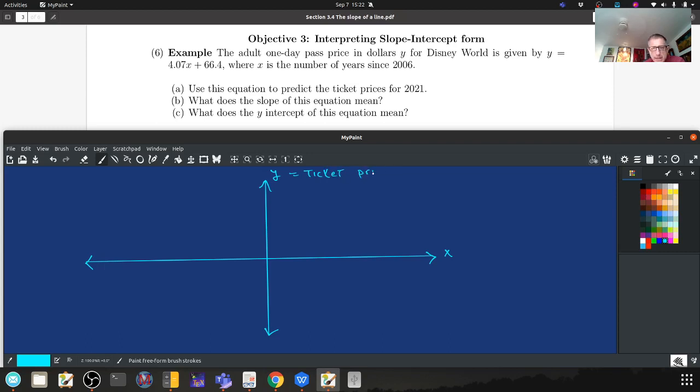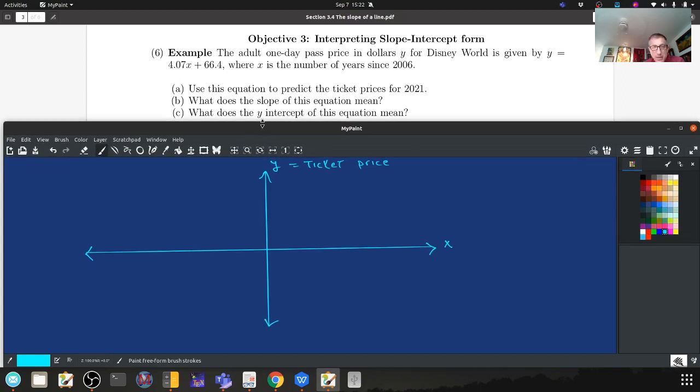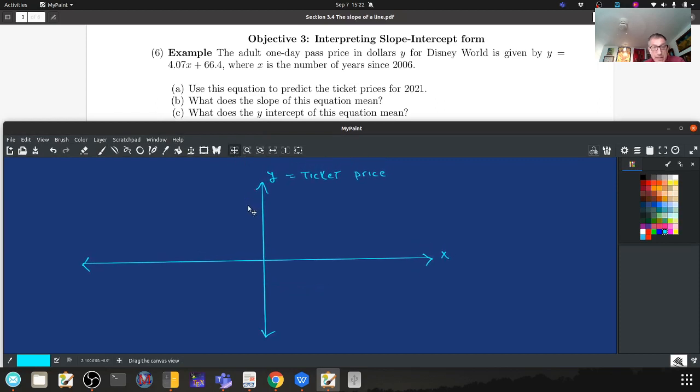What type of ticket price? The price for the adult one-day pass. I've only been to Disney World once, and I'm in the process of buying a one-day pass for Universal because I've got cousins coming down in October. So I know the current price for a Universal Florida resident one-day price as of today. But this is the ticket price.